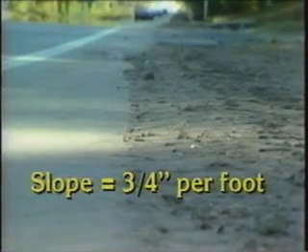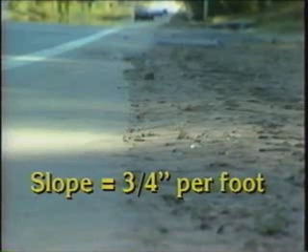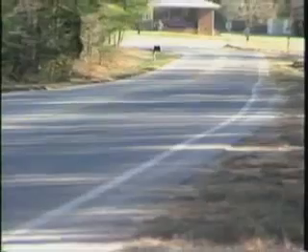The shoulder elevation is the same or slightly lower than the edge of the pavement. The shoulder is sloped toward the ditch. This slope should be approximately 3/4 inch per foot, or as originally designed. It should be greater than that of the pavement.